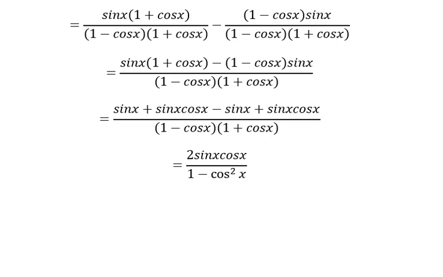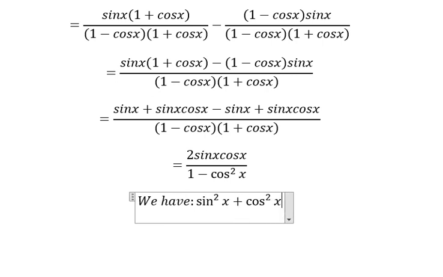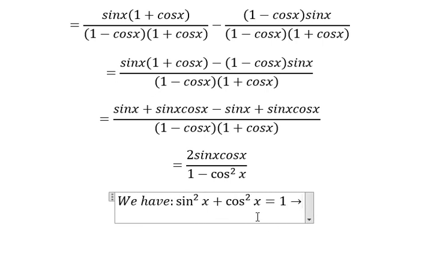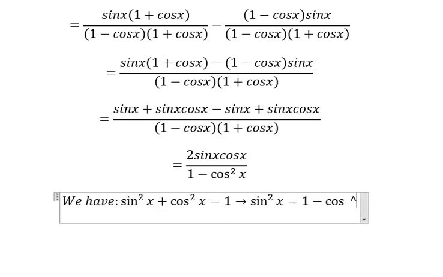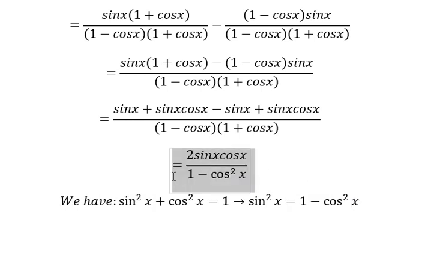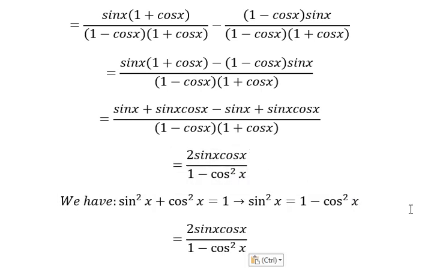Next, we have the formula here. Sine squared s plus cosine squared s equals number 1. That means we move cosine squared s to the right, and you get sine squared s equals 1 minus cosine squared s. And this one we change to sine squared s.